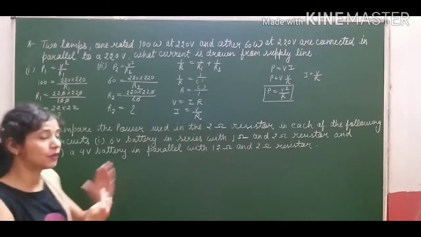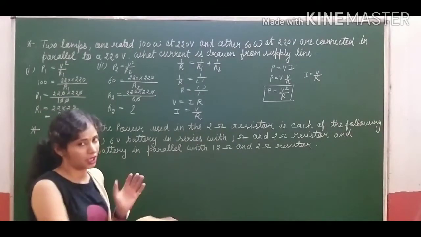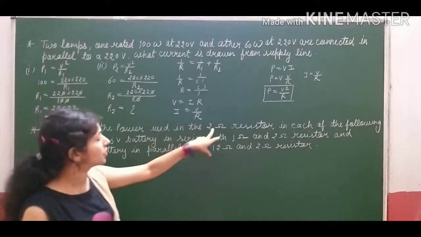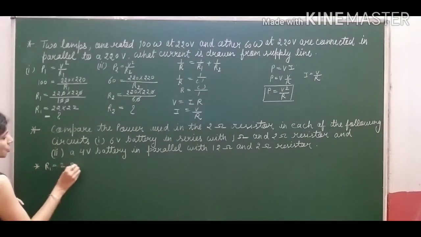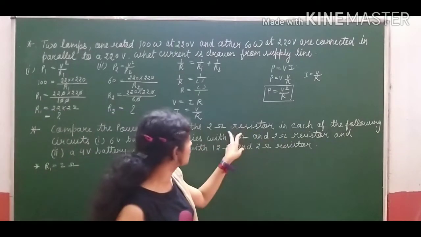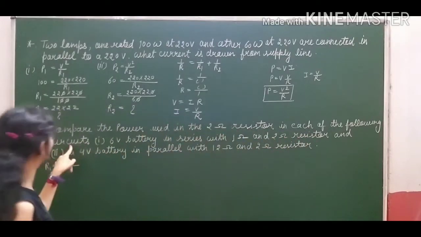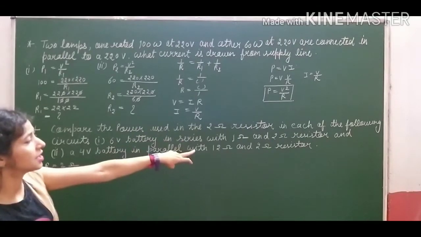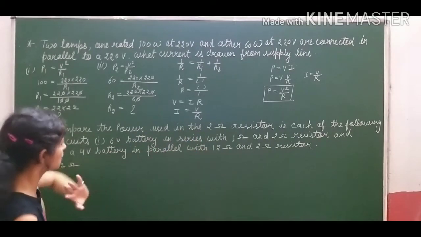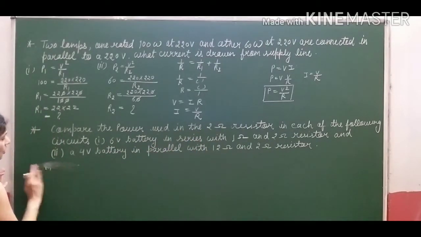First of all, we will calculate the power of both the cases separately. They have given a 2 ohm resistor. In the first case we are considering R1, which is 2 ohm. The 2 ohm resistor in each circuit is connected with the 6 volt battery in series with the 1 ohm and the 2 ohm. So the complete information is given for R.